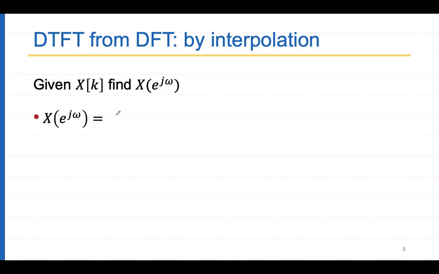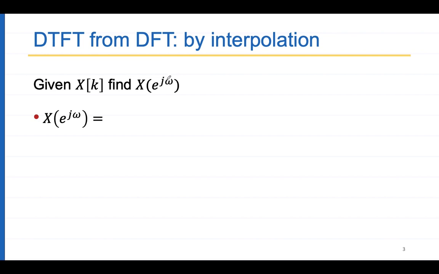Now let's look at the other side. The other way around, how do we obtain DTFT from DFT? Given DFT, the discrete samples, how do we find the continuous X(e^{jω}), the continuous spectrum? The simple answer is by interpolation. You interpolate and then you find the values. So these are the values at 2πk/N, and these are the values for any ω between 0 and 2π, and you can obtain it by interpolation.